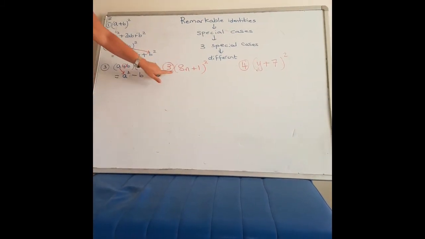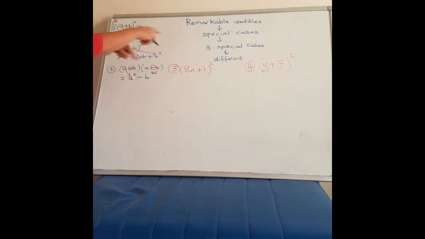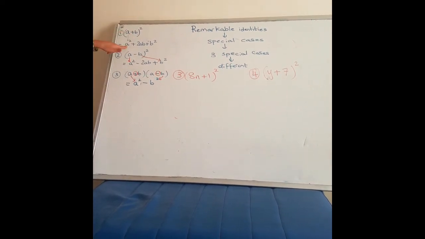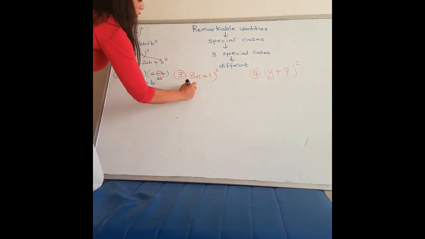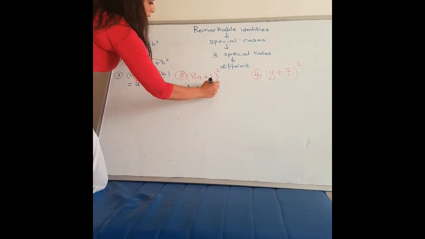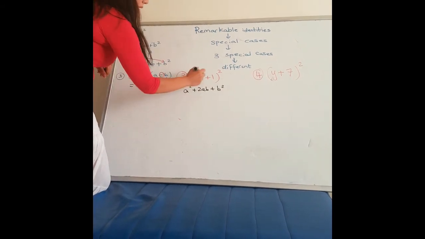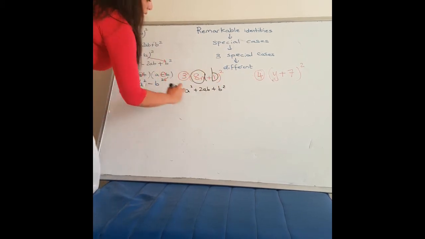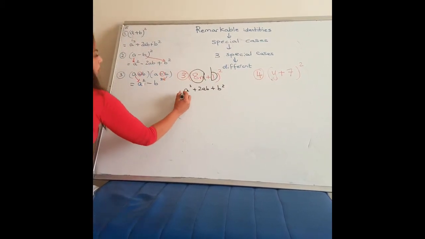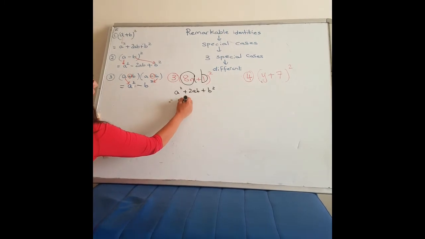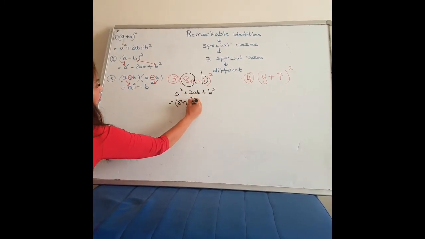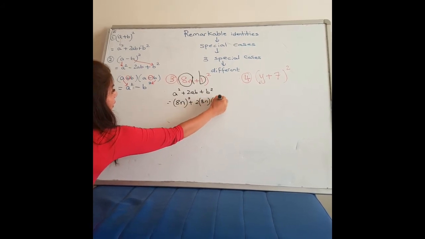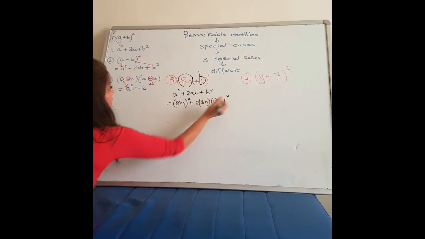The third example is 8n plus 1, all of this to the second power. Which special case do I use? The plus. A2 plus 2AB plus B to the second power. Where's my A? 8n. Where's my B? It's the 1. So I take them and I substitute them, which is 8n, all of this to the second power, plus 2 times 8n times 1 plus 1 to the second power.